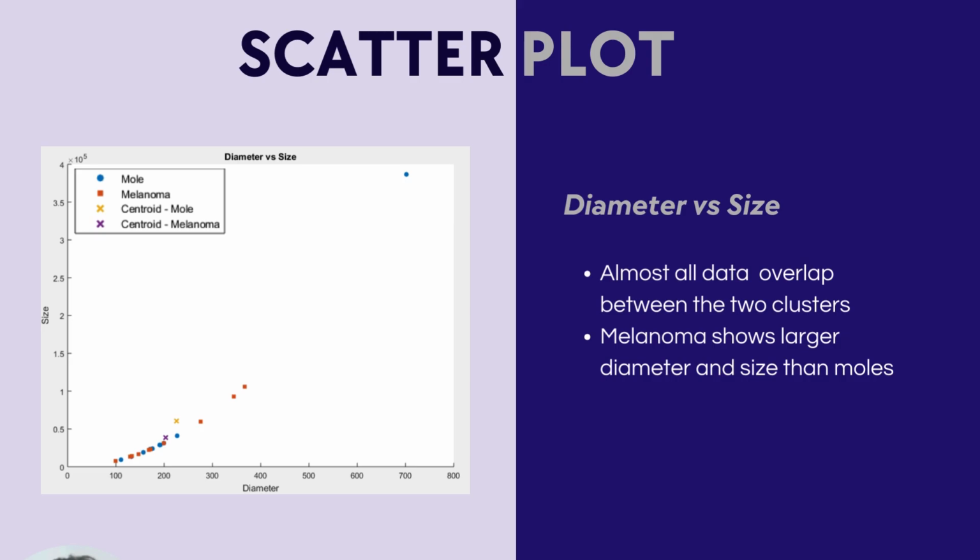As you can see, almost all of the data overlap between mole and melanoma. Melanoma shows larger diameter and size than moles. Almost all of the data is overlap because the features, diameter and size, will give not a very big difference between each other. So the data we have will give this kind of scatter plot.